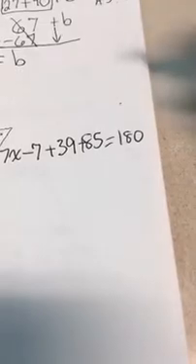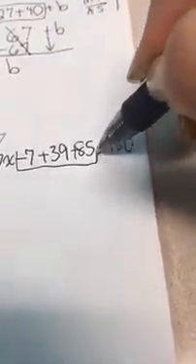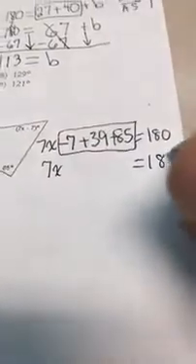First thing, let's combine our like terms. We have negative 7 plus 39 plus 85. We'll put that all together in our calculator. 7x equals 180. Those things aren't going to change. Go ahead and type that in real quick and then I'll check back with you in a second.